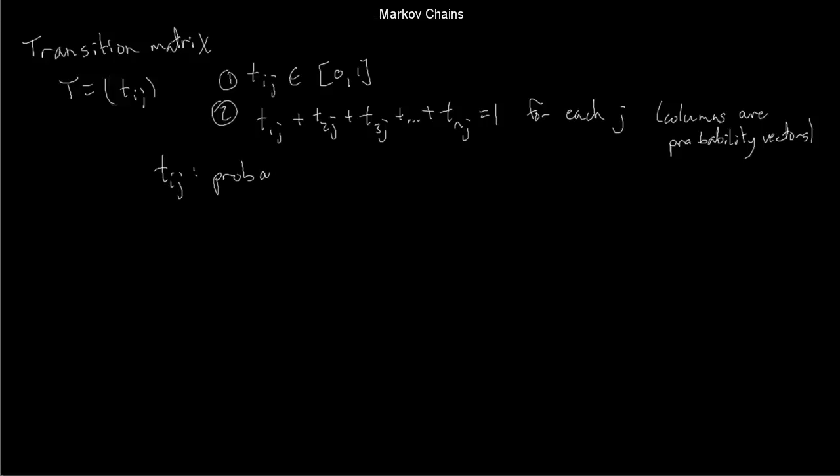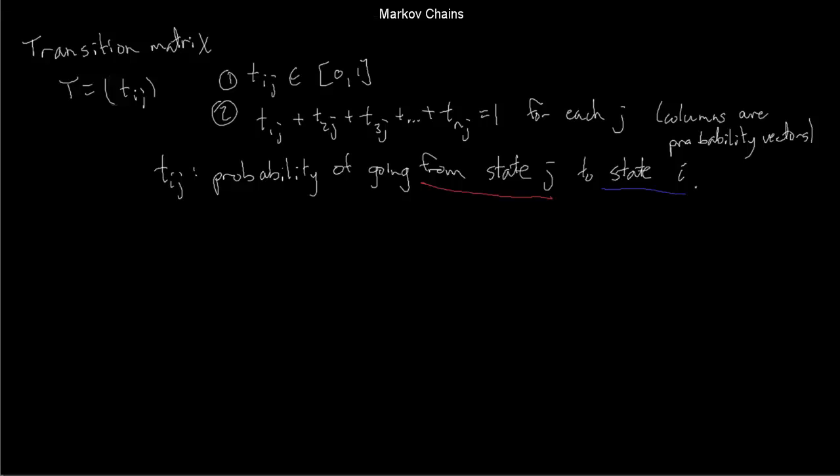So T_ij is the probability of transitioning from state j to state i. It's important that we keep track of which one's which. It's a really common mistake to think that T_ij is sending you from state i to state j. You have to go backwards, so keep that in mind. You're going from state j, from the T_ij, to the state i, j to i.